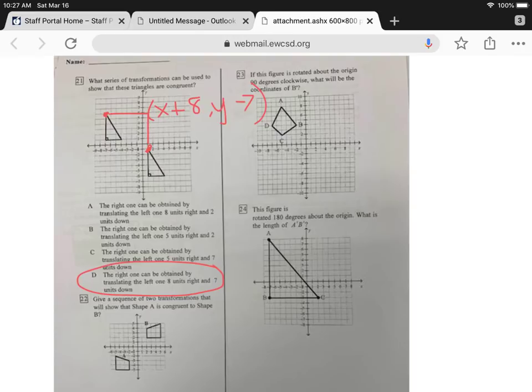You have to read your answers. You have to read your answers and eliminate. That's the best way you're going to succeed on this test. Now number 22 has some challenge to it, but I would love for you to just think outside the box and really try.